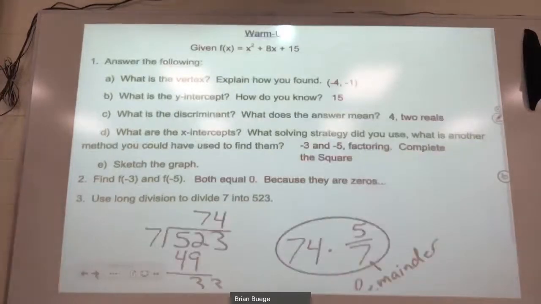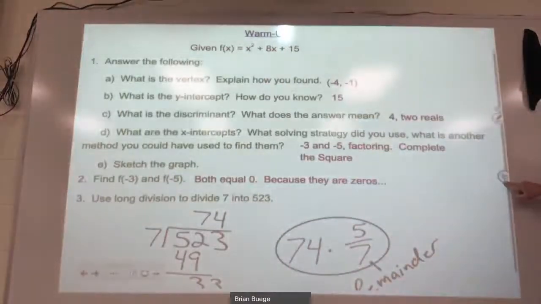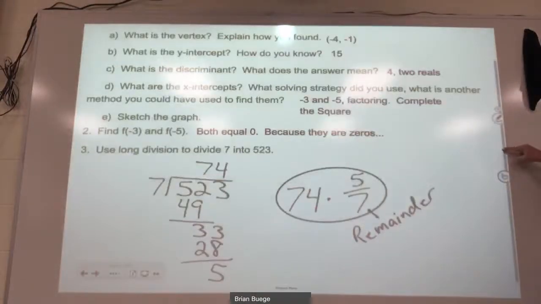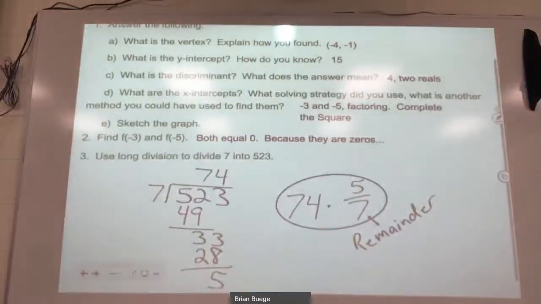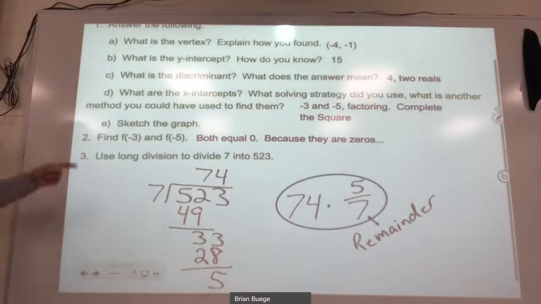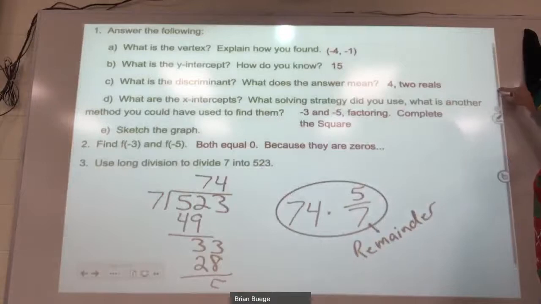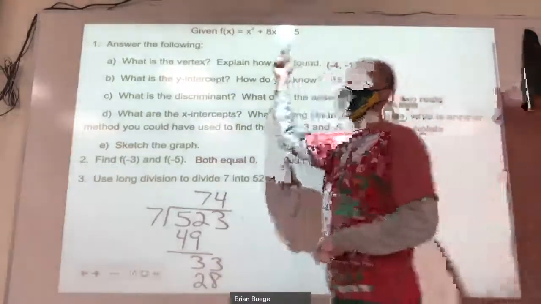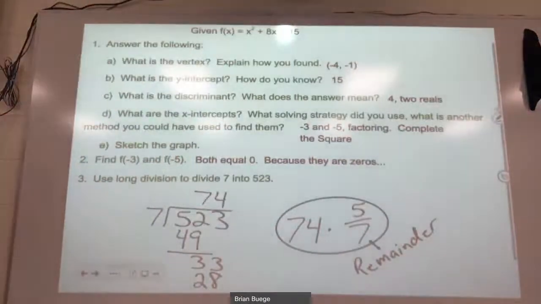But here's what you should have come up with. Let me back up here. So -4, -1 is what you should have come up with for the vertex. Remember, this one is in standard form, so you should have had the opposite of b over 2a, which is where that's coming from. The y-intercept, let me go back to the equation for a second, is 15. Remember, you either just plug in 0 and you get 15, or you might have remembered that it is the c value in a standard form equation.